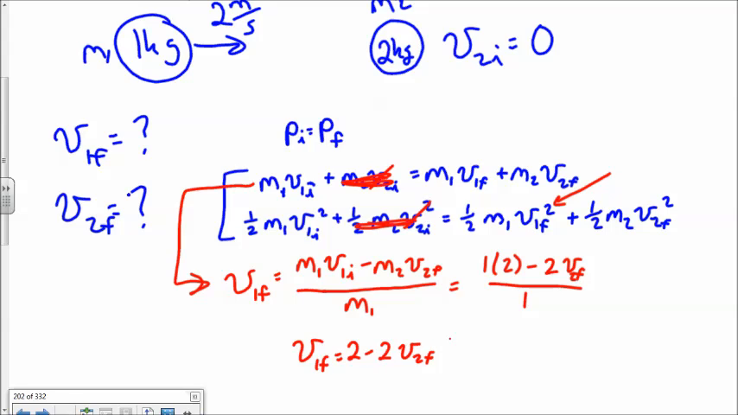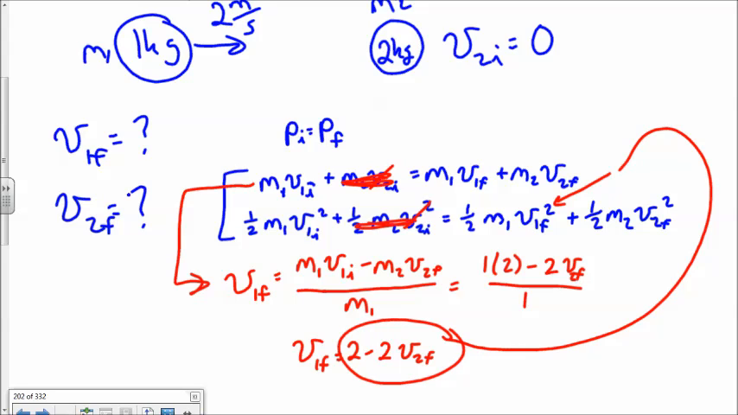All right, I take this and I plug it in for v1f, and now I have an expression with only one unknown in it, and I can solve that for v2f. All right, we'll stop there. We'll come back and finish solving this, or if you want over the break you can solve it. But this is exactly the same as what we've been doing, except now instead of just momentum or just energy, they're both conserved.